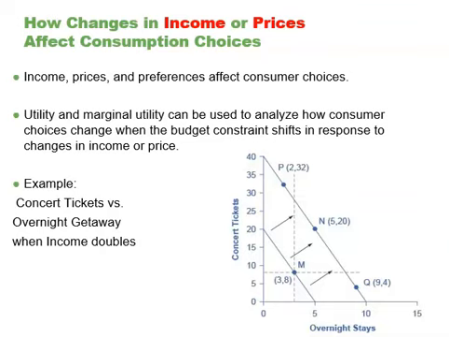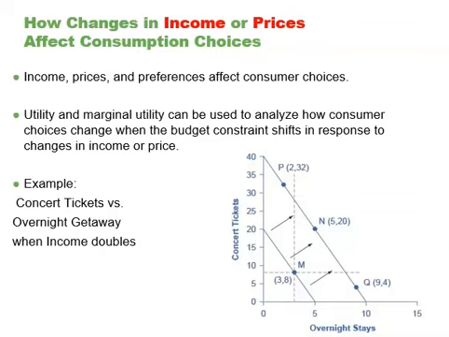Let's begin with an example illustrating how changes in income level affect consumer choices. The figure on the screen shows a budget constraint that represents Kimberly's choice between concert tickets at $50 each and getting away overnight to a bed and breakfast for $200 per night. Kimberly has $1,000 per year to spend between these two choices.